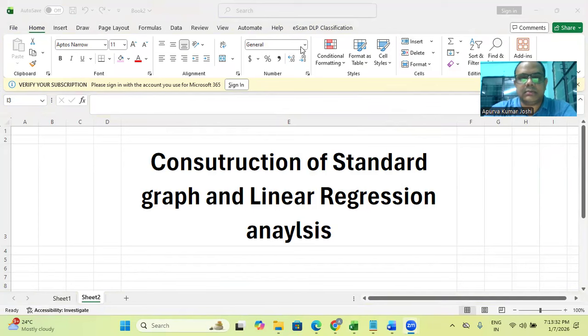Hello, welcome back. Today's video is going to be on construction of a standard curve and linear regression analysis of the data. One of the cornerstones of experimental analysis is the ability of a researcher to acquire data and convert the acquired data into the amount of a substance that is being analyzed, or the amount of the analyte that is being analyzed.